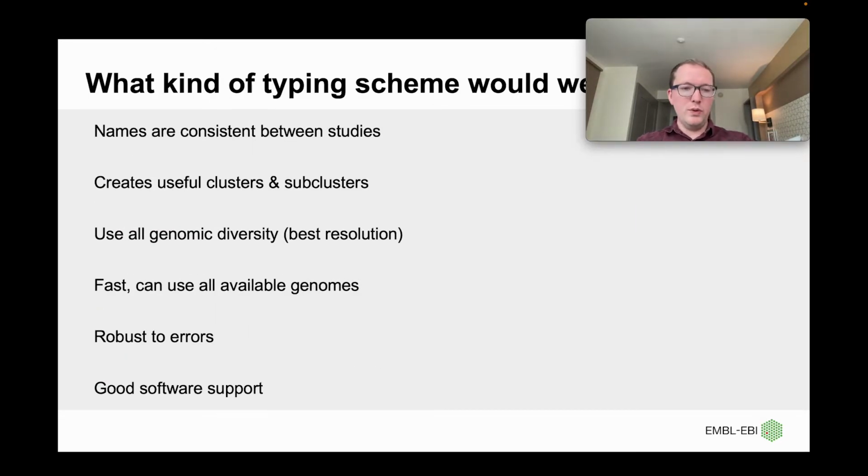So what would we like of our typing scheme? Well, as I said, we need our names to be consistent between clusters, but we would like our clusters to be useful. We want to be able to create subclusters within our clusters. We want it to leverage all of the genomic diversity in the pangenome to get the best resolution possible. We want it to be fast, so we can use all the available genomes, especially as there are so many now. With so many genomes, many of them will have sequencing errors or gene calling errors, so we need to be robust to those. And we need to have good support in software, so it's easy for lots of people to run and use.